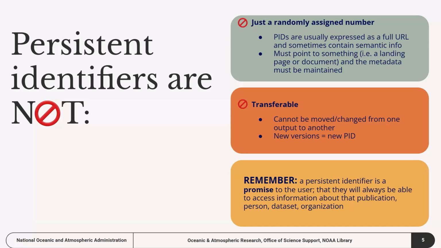And I know I have said this 100 times, and I will say it 150,000 more, that a persistent identifier, a PID, is a promise to the user. And that promise is that they will always be able to find and access that particular element that they are looking for, or find information about that particular person, or reference that specific organization, or find that data set. It is a promise to the user, and we don't want to break that promise.